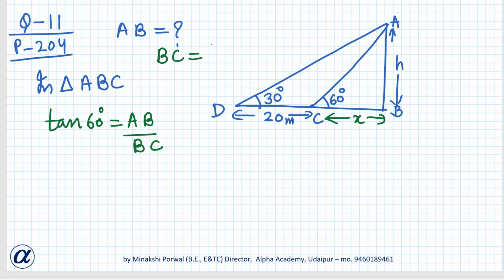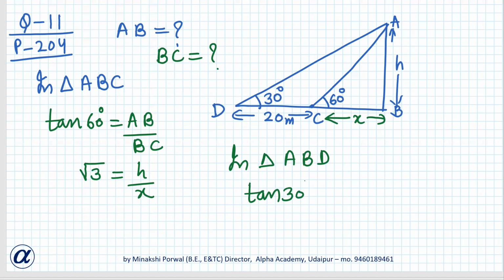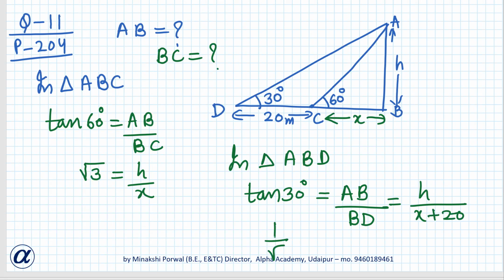Now AB and BC are related by tan theta only, perpendicular by base. So in triangle ABC we'll put tan theta. Tan 60 degrees is √3. AB is H and BC is X. In triangle ABD, tan 30 degrees is equal to perpendicular upon base, which is H upon BD, and BD is X plus 20. Tan 30 is 1 by √3, so 1 by √3 is H upon X plus 20.